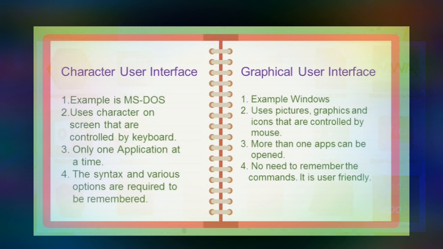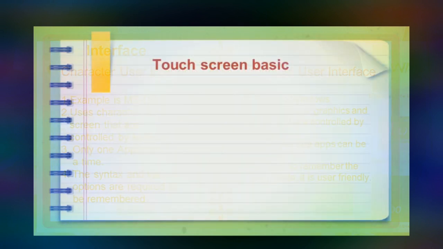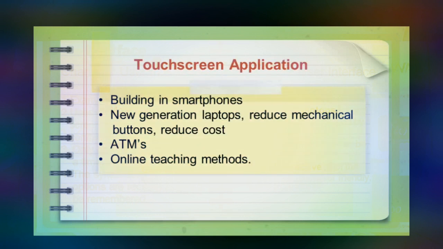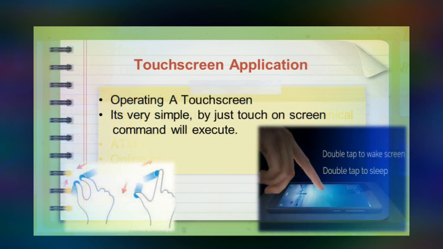Now the meaning of interface means which helps to use the operating system by using some buttons, by using touch screen. So it is known as an interface. Touch screen is used in smartphones, laptops. Then it is very user friendly and most interactive. Now touchscreen applications are in smartphones, new generation laptops, reducing mechanical buttons, reducing cost. It is used in ATMs, online teaching methods also.